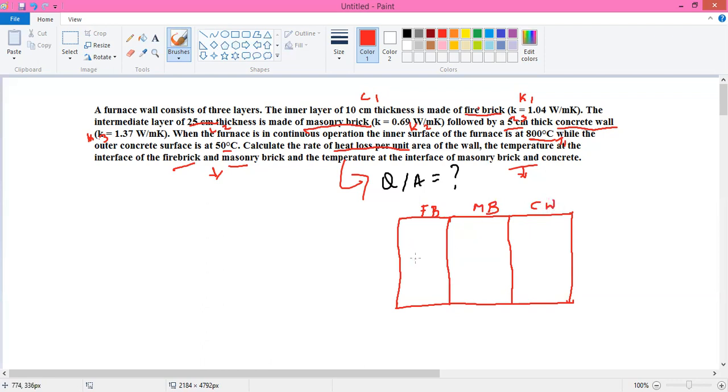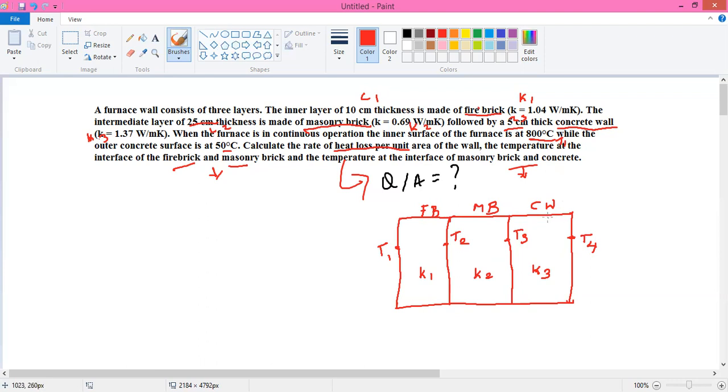So the three elements are there, along with the temperatures. The initial temperature that we know is T1. The temperature in between the fire brick and masonry brick is T2. This temperature is T3, and this temperature is T4. The thermal conductivity values are also given, K1, K2 and K3. Each element has a different thermal conductivity. K2 is 0.69 for the masonry brick, and K1 represents the fire brick, 1.04 watt per meter Kelvin.